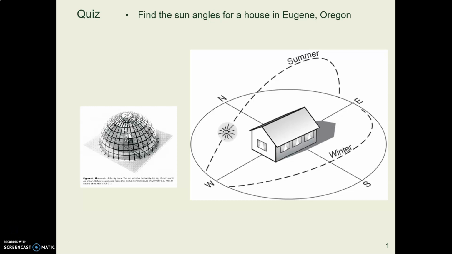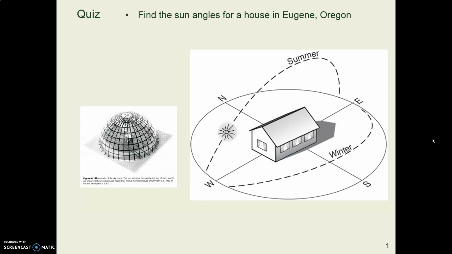Now let's apply all this sun path theory to an actual house. Let's say you have a house in Eugene, Oregon, and you know the location makes a difference. The sun angle is different in different parts of the world. So you're in Eugene, Oregon. You have this house here. You have one long wall that's pointing south, so that's good.